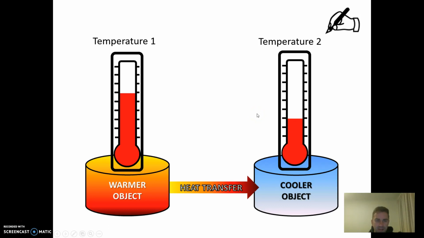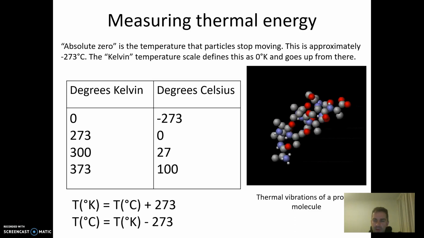Hi guys, so where we left off last time was this idea that if you've got two objects, a warmer object and a cooler object, heat is the transfer of thermal energy from one object to the other, and the temperature of each object is a measure of how much thermal energy is stored in those objects. So what we're going to look at today is how to do some calculations with this. So first of all, we need to look at how we actually measure temperature.